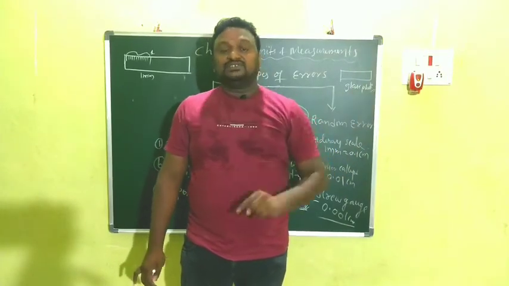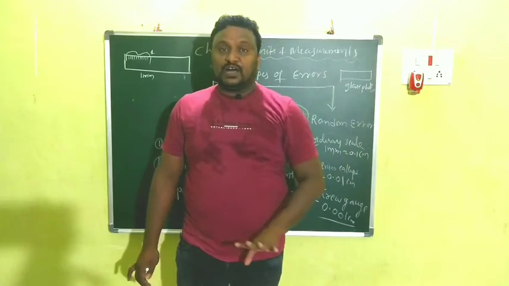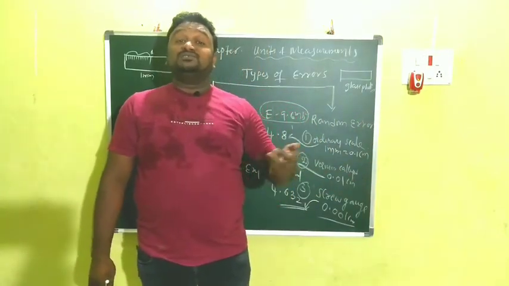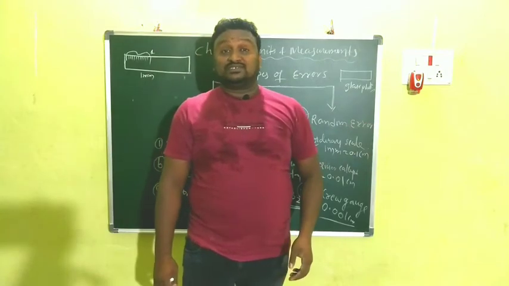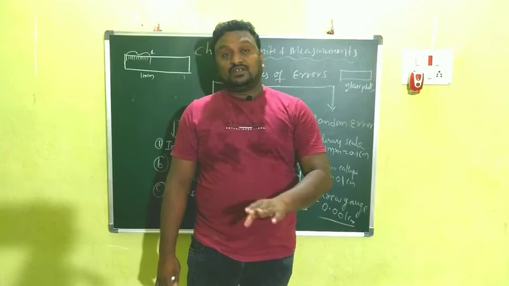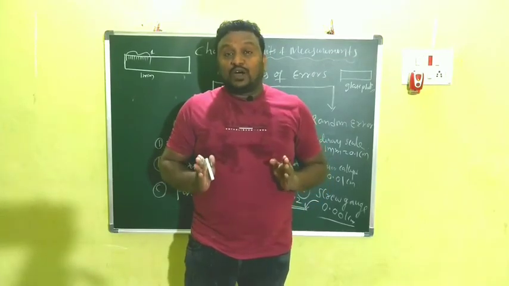For vernier calipers, it is 0.01 centimeters, up to that we can measure. And for the screw gauge, 0.001 centimeters. So this is about accuracy and precision. Got clear? Accuracy means what?